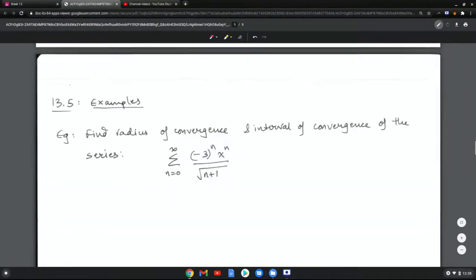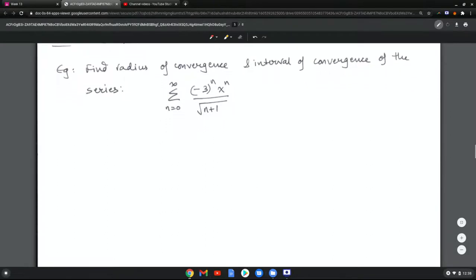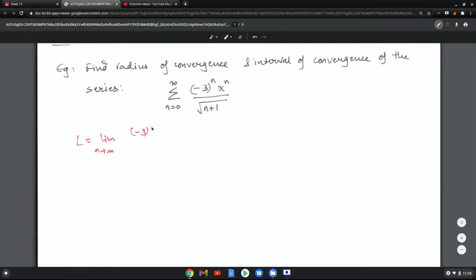Let's look at an example. Find the radius of convergence and interval of convergence for this series. Again, resorting to the ratio test, L is the limit as n goes to infinity of negative 3 to the n plus 1, x to the n plus 1, square root of n plus 2, over n plus 1, negative 3 to the n, x to the n. This cancels out to give me a negative 3. This cancels out to give me an x.